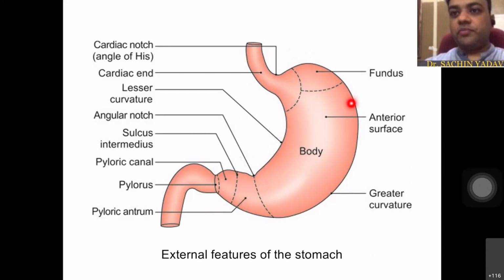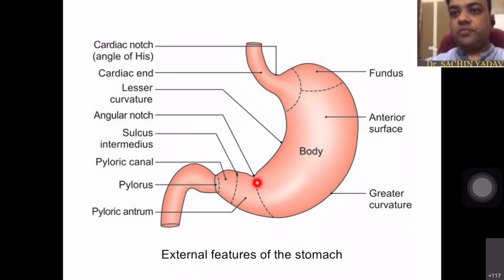This is the greater curvature on the left border, and this is the pyloric end, the junction between the stomach and the first part of the duodenum. You can see at the lesser curvature there is an angulation. The whole borders have a curve, maybe increased or decreased, but they are curved. But here on the lesser curvature, on the lower part, there is an angulation. That is known as the angular notch or incisura angularis.